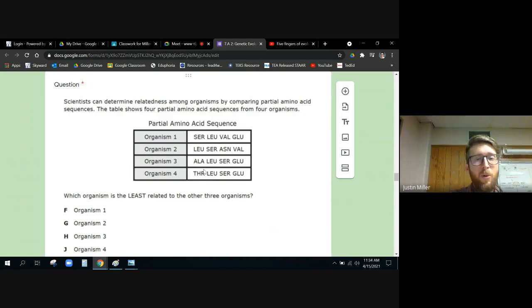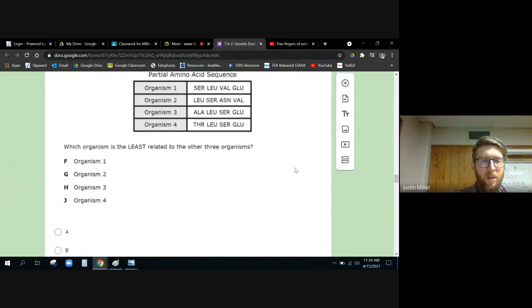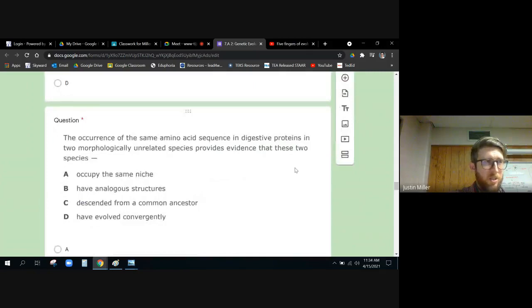Well, no, 3 and 4 are very closely related. Look at that. They both end in LSG. This one is L and G. They have that in common. But which one doesn't have many in common? 2, right? There you go. So don't let that question freak you out. It's just a matching game. That's all it is.